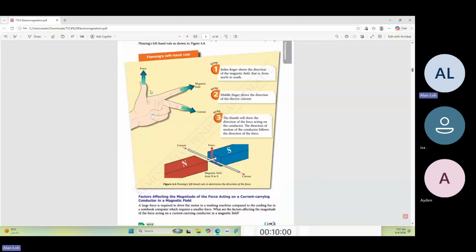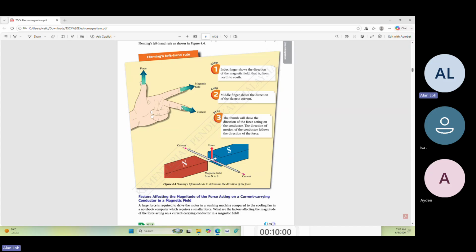See, this is your finger. This is Fleming's left-hand rule, right? So if you compare this, your left hand, you do it like this, perpendicular to each other, these three fingers. What does it represent? If you compare it to this magnet and this current flowing on this conductor, right?